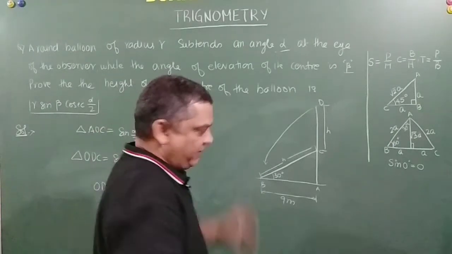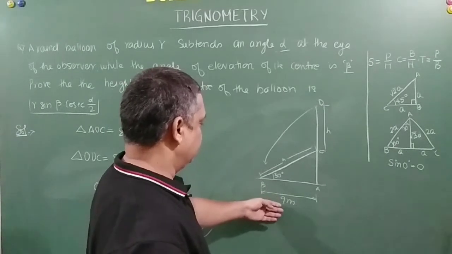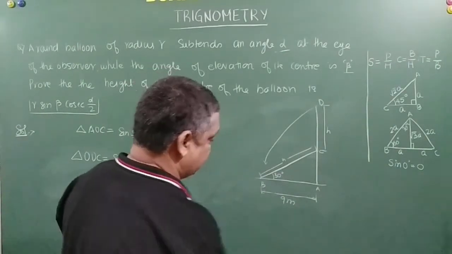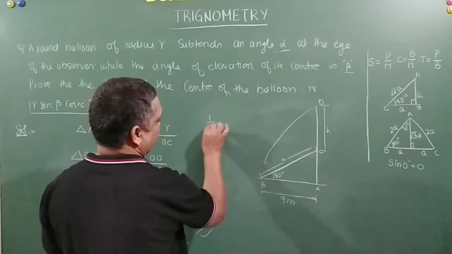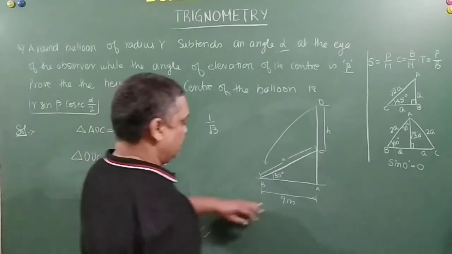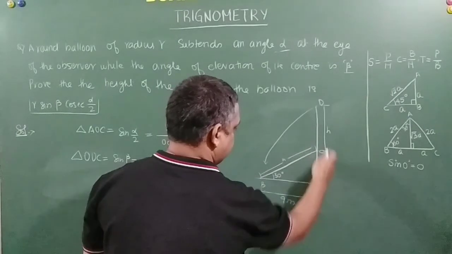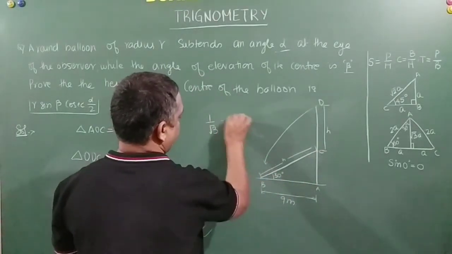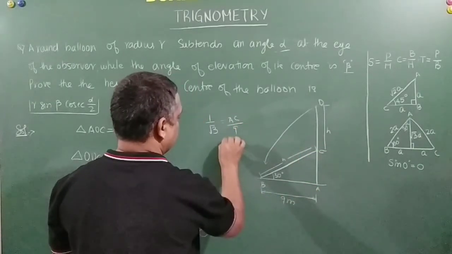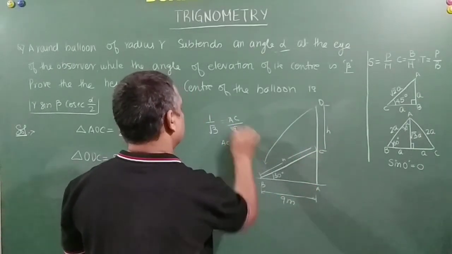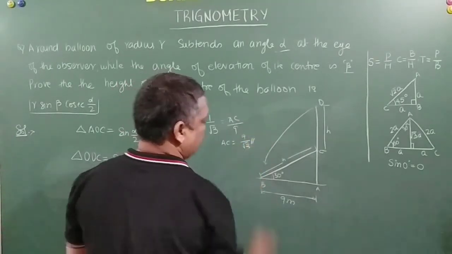Very quickly, let us say if I take tan theta, okay. So tan 30 is nothing but 1 by root 3. I am not going to write much of the steps here. Tan 30 is equal to perpendicular by base, that is AC by 9. So AC is equal to 9 by root 3, right?